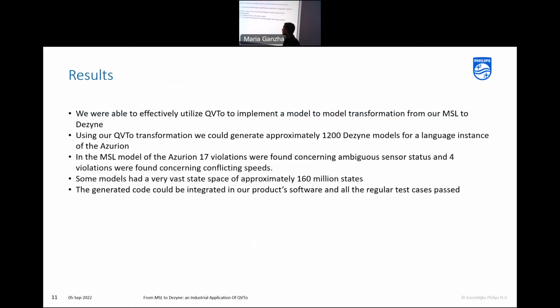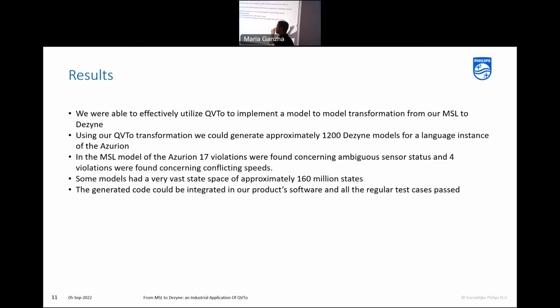What were our results for this? Well, we developed a QVTo model-to-model transformation. Using our QVTo transformation, we could generate approximately 1,200 design models, which sounds like quite a lot. It is because for every movement that our system can perform, and every action that our system can perform, so enabling or disabling sensors, setting speeds, gradually stopping, abruptly stopping, a new model is generated because these are all cases where something might go wrong.